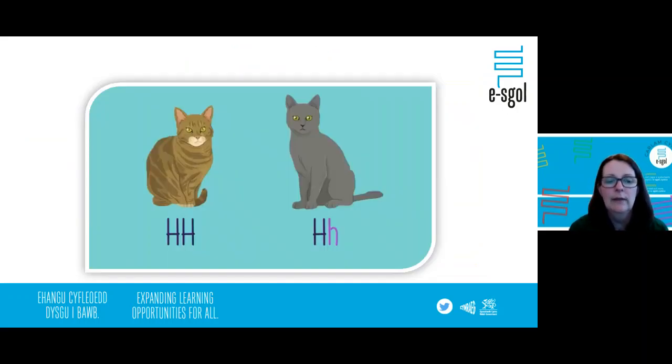Okay, now this is a link to a film, so hopefully this will work here. It's on BBC Bitesize, so hopefully this will enable us to watch it for a couple of minutes. And it just explains very nicely the idea of Punnett squares.